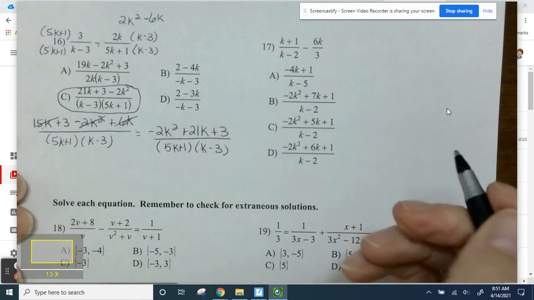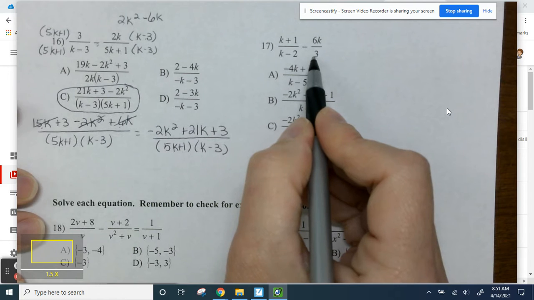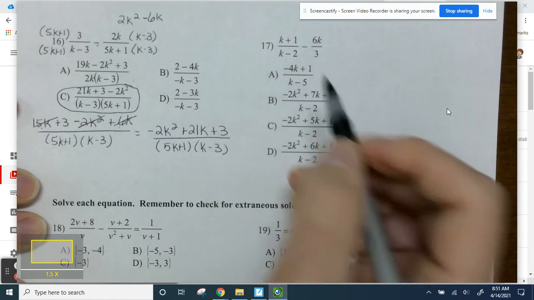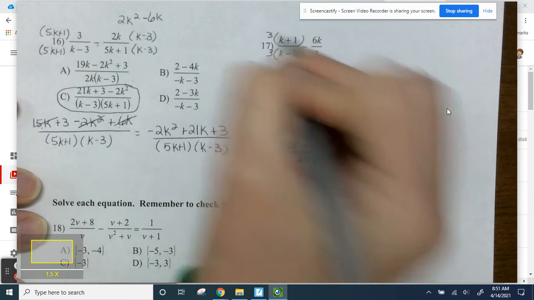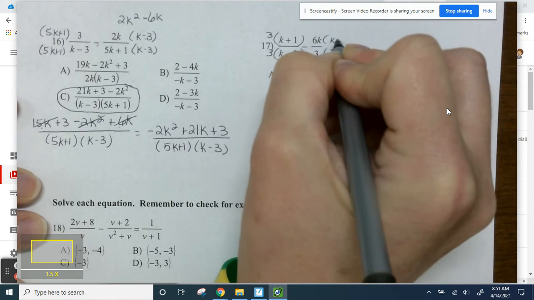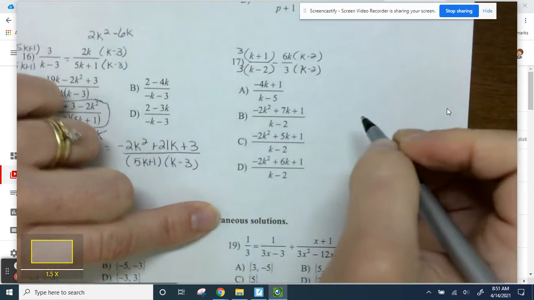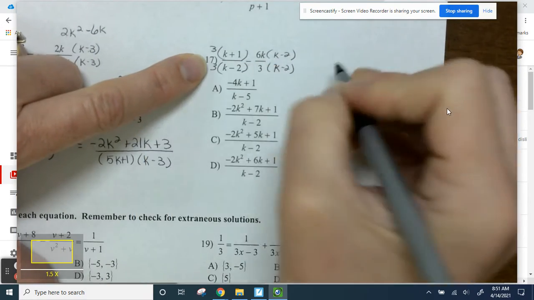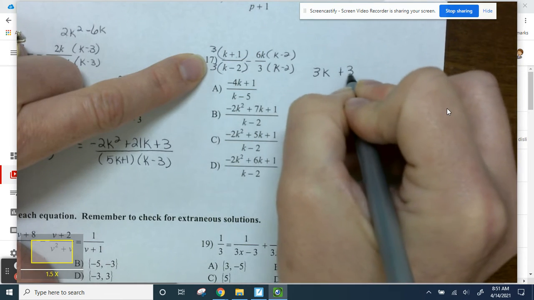For number 17, we have k minus 2 and 3 as denominators, so we're going to have both of those in our denominator. Over here, we're going to multiply by 3 on top and bottom, and here we're going to multiply by k minus 2 on top and bottom. Now notice this is subtraction again, so we have to be careful. 3 times k, that's 3k. 3 times 1, that's a plus 3.